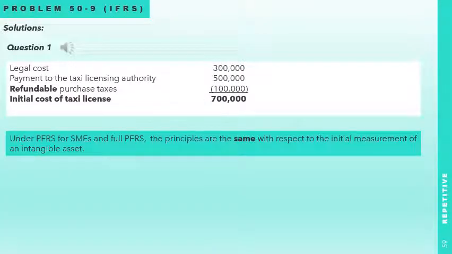Under PFRS for SMEs, as in the full PFRS, the principles are the same with respect to the initial measurement of an intangible asset. To get the initial cost of the taxi license, we need to add the legal cost to the payment to the taxi licensing authority, then subtract the refundable purchase taxes. 300,000 legal cost plus the 500,000 payment to the taxi licensing authority minus the 100,000 refundable purchase taxes, we will get the initial cost of the taxi license amounting to 700,000, which is letter A.